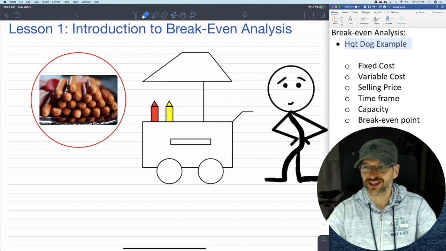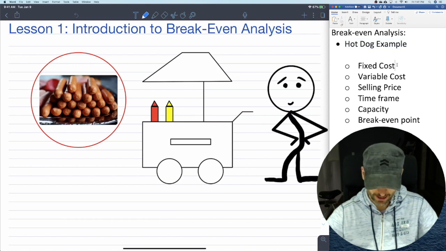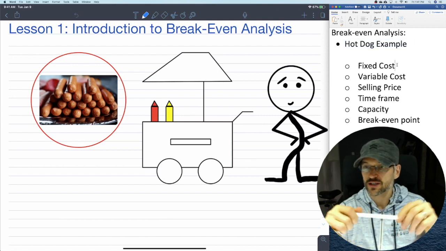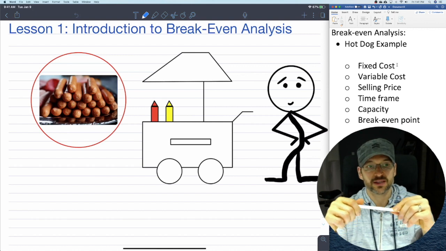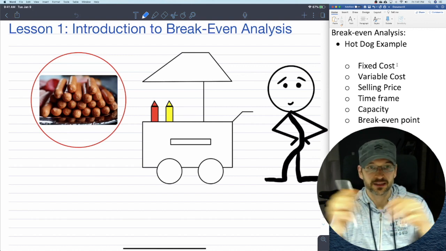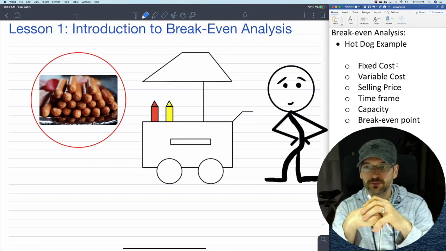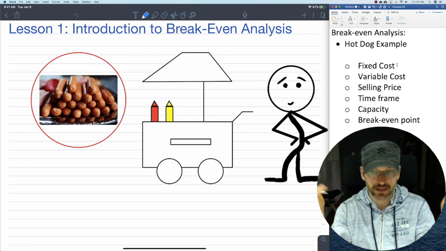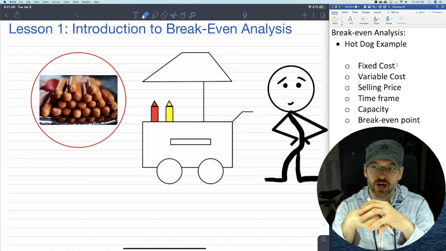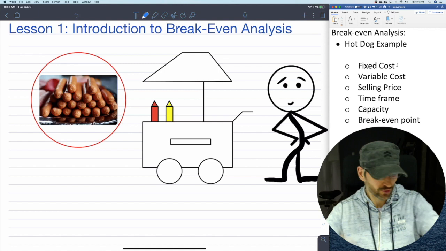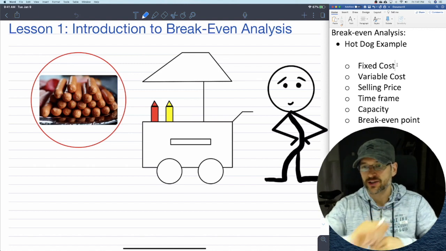I put this together, and through this hot dog example, I will try to illustrate the differences between fixed costs, variable costs, selling price, a time frame that you may want to use to find out your break even, what capacity is, and then we'll talk about the break-even point. I'll try to use all these visuals to show you how this actually works.